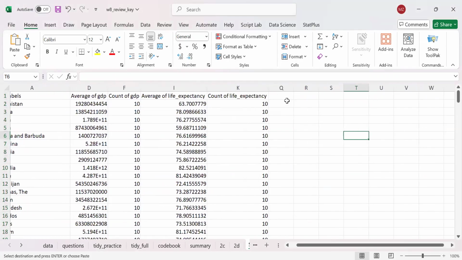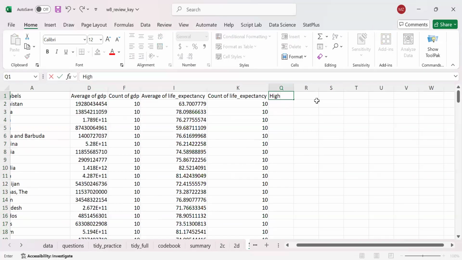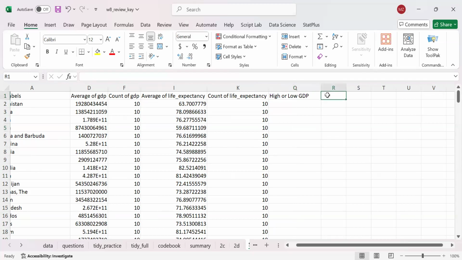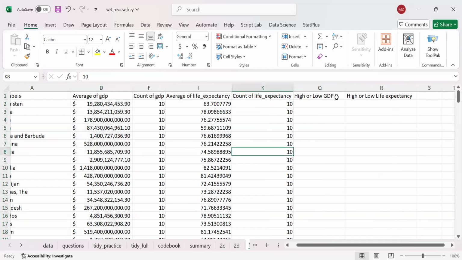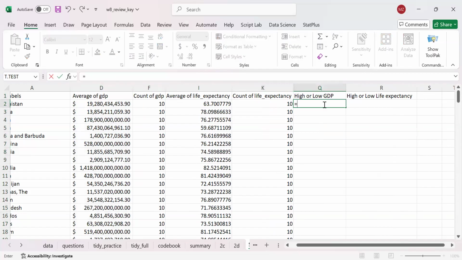So we have two categorical variables, high and low. So for high or low GDP, and then high or low life expectancy, right? And you can use the IF formula here. So that's okay, so this one's $3, right? So you can use the IF formula.